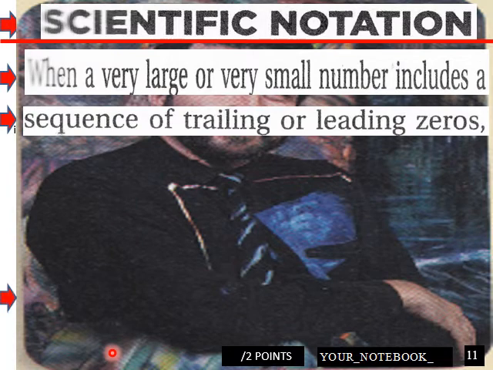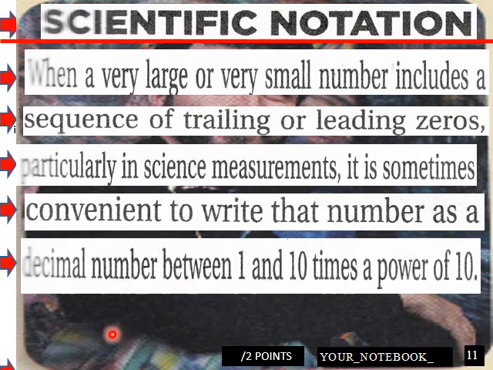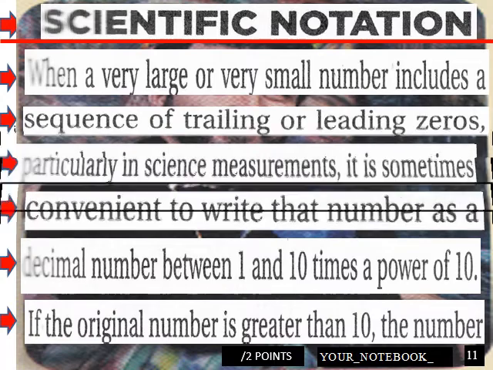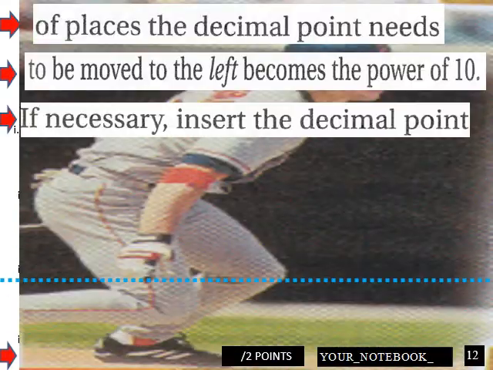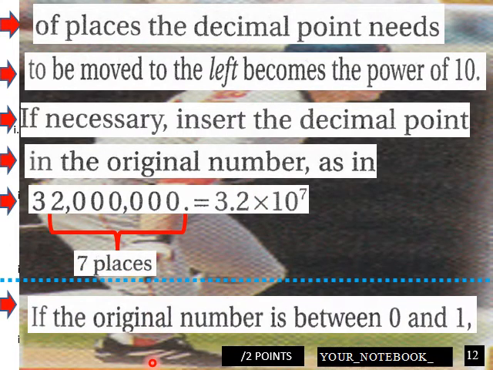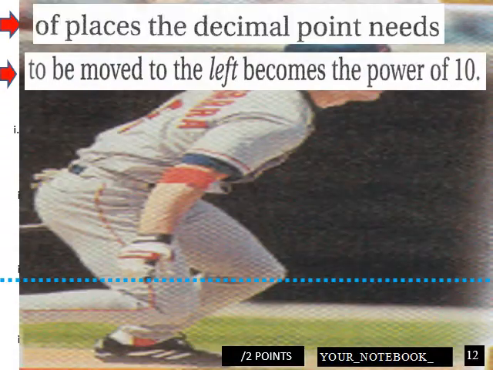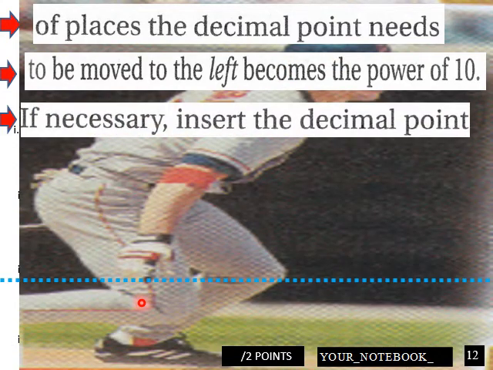Scientific notation: when a number is very large or very small, it is sometimes convenient to write that number in scientific notation. Move left, powers of 10 positive; moved right, negative. So 32 million here would be 3.2 times 10 to the 7th, 7 places. If the original number is greater than 1, the decimal point needs to be moved to the left, and the number of places becomes the power of 10.